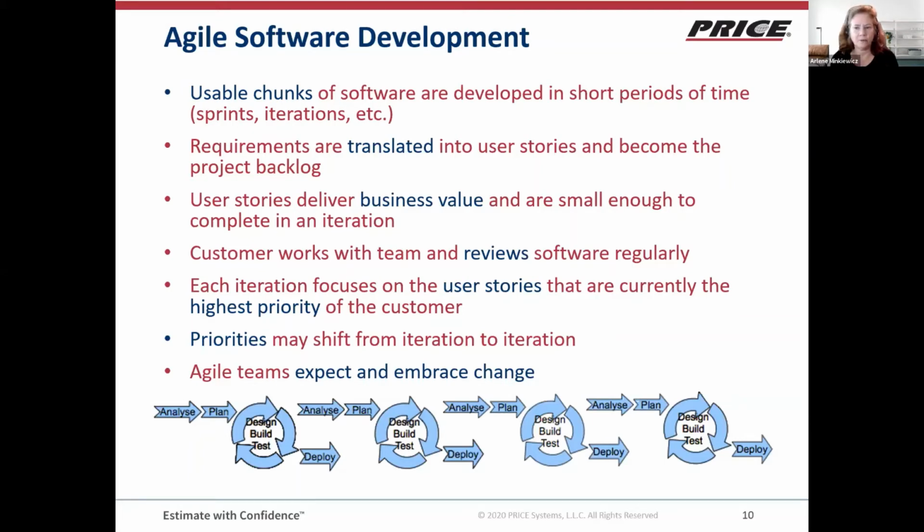User stories deliver business value, and they're small enough to complete in an iteration. An iteration, or a sprint, could be 2 weeks, it could be 4 weeks. It's decided by the team, and it's used to help the team create a regular cadence of delivering usable software. Every iteration, the team is focusing on whatever stories are the highest priority of the customer at that time. Priorities are going to shift from iteration to iteration.